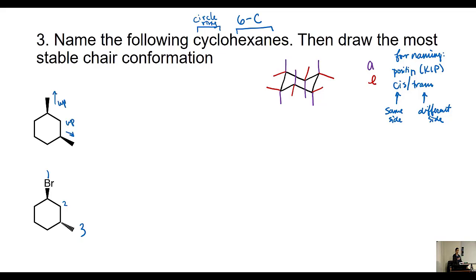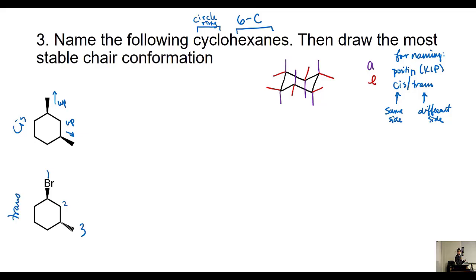So they're going to be cis or trans. If both of them are pointing out of the page, cis. If I have one pointing out, one pointing in, what do I get? Trans. Trans, right? So this is going to be cis. This is going to be trans. Does that make sense? Perfect.